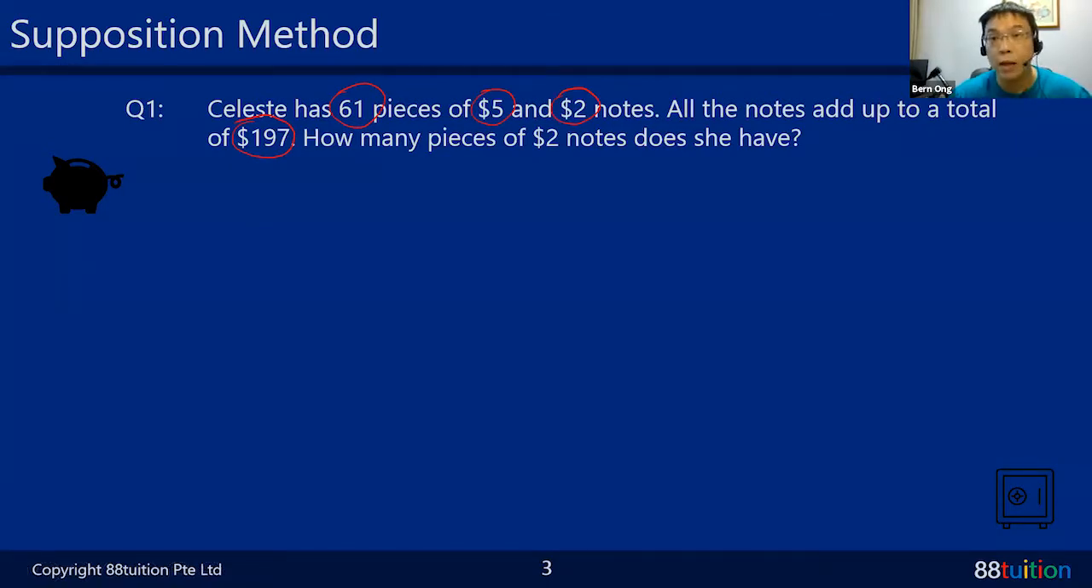What happens? This one, you will know that it is a guess and check or a supposition method, really. Supposition method. Okay, so let's talk about this first. Okay, so one piece of $5 note has $5 in terms of value.